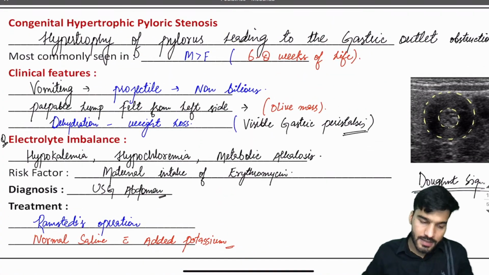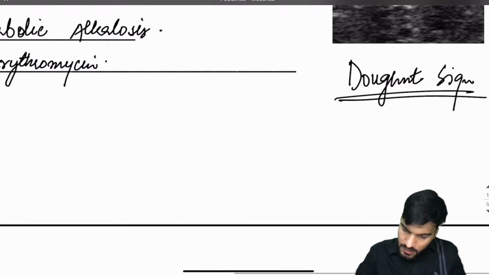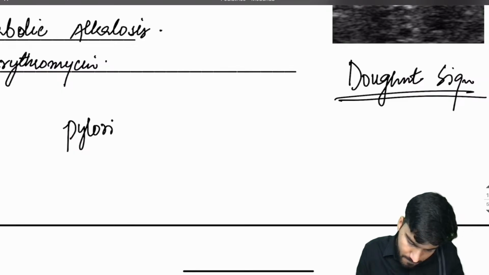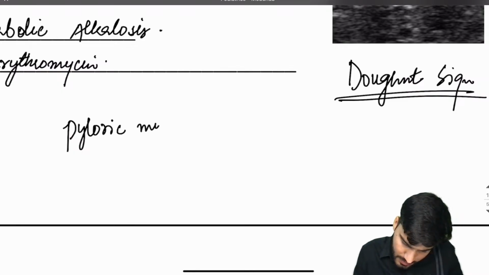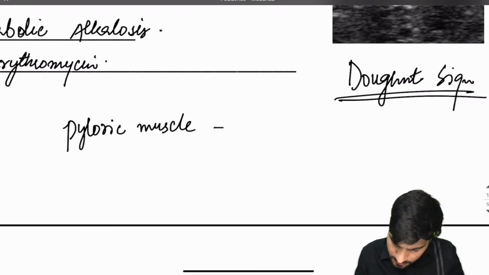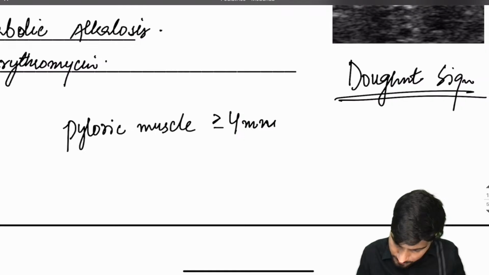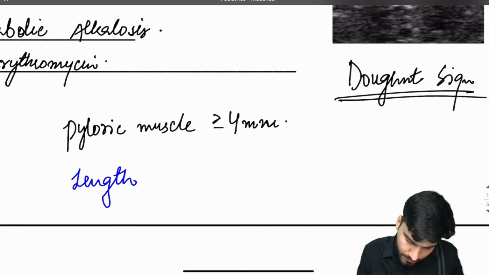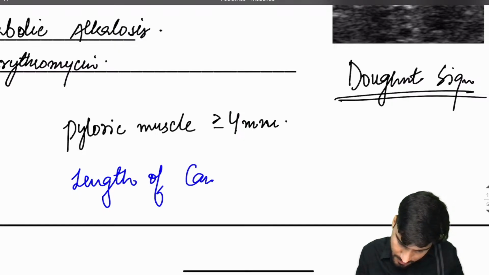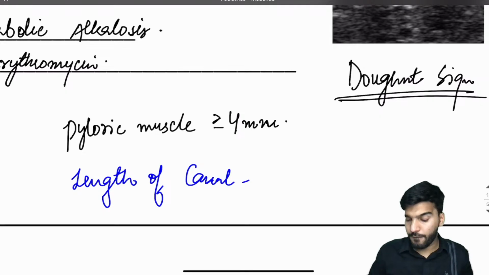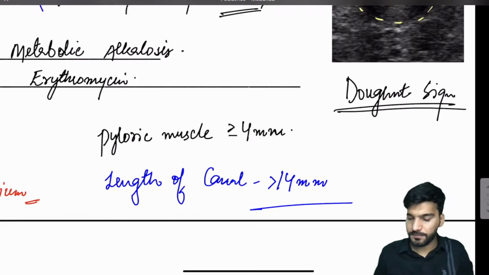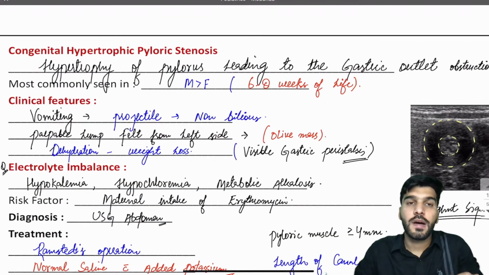Okay, one more thing guys, they can mention what is the thickness of the pyloric muscle, because there is a hypertrophy. It is more than or equal to 4 mm. Okay, and the length of the canal is more than 14 mm. So that's all about CHPS.